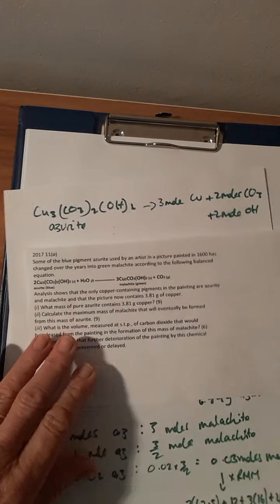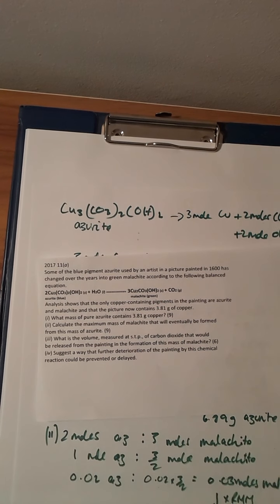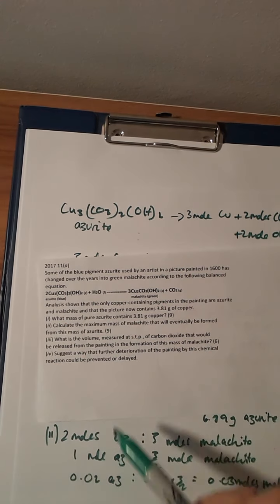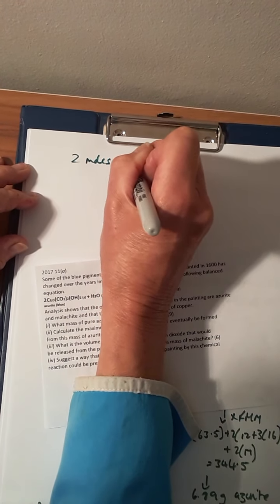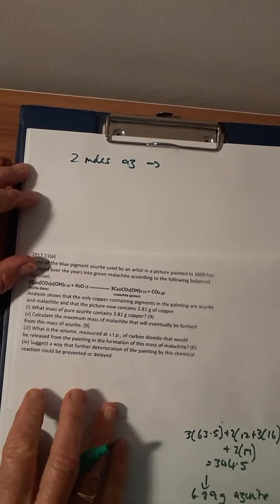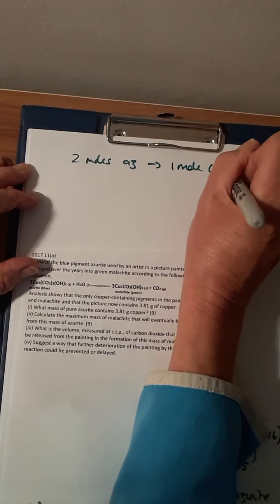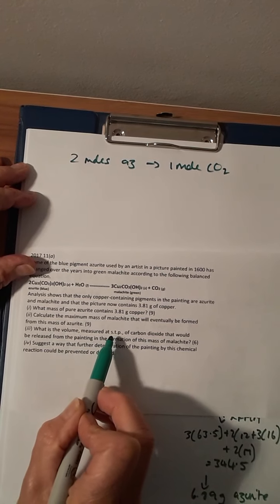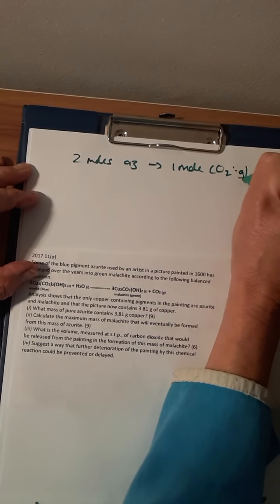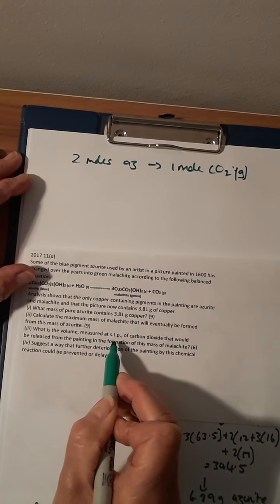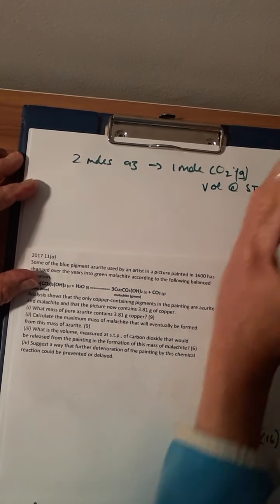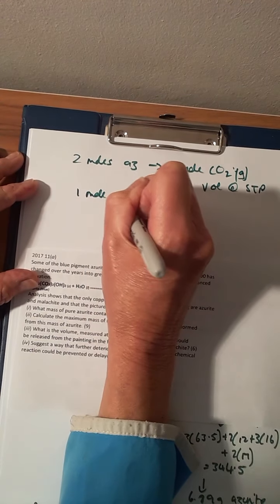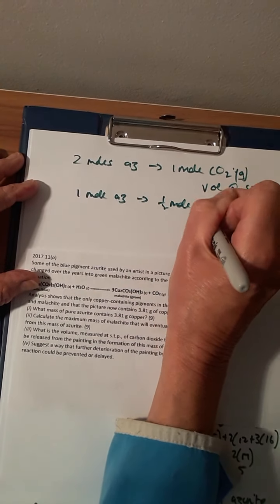Okay, so if we're forming that much malachite, it's coming from the 0.02 moles of azurite. So come back to your equation again, and what's it telling me? It's telling me 2 moles of azurite will produce 1 mole of carbon dioxide. And I'm asked for the volume at STP. And now it's a gas, right? So carbon dioxide is a gas. And for volume at STP, I'm going to use 22.4 litres. So convert this to volume eventually at STP. Okay, so 1 mole of azurite will give me half a mole of carbon dioxide.